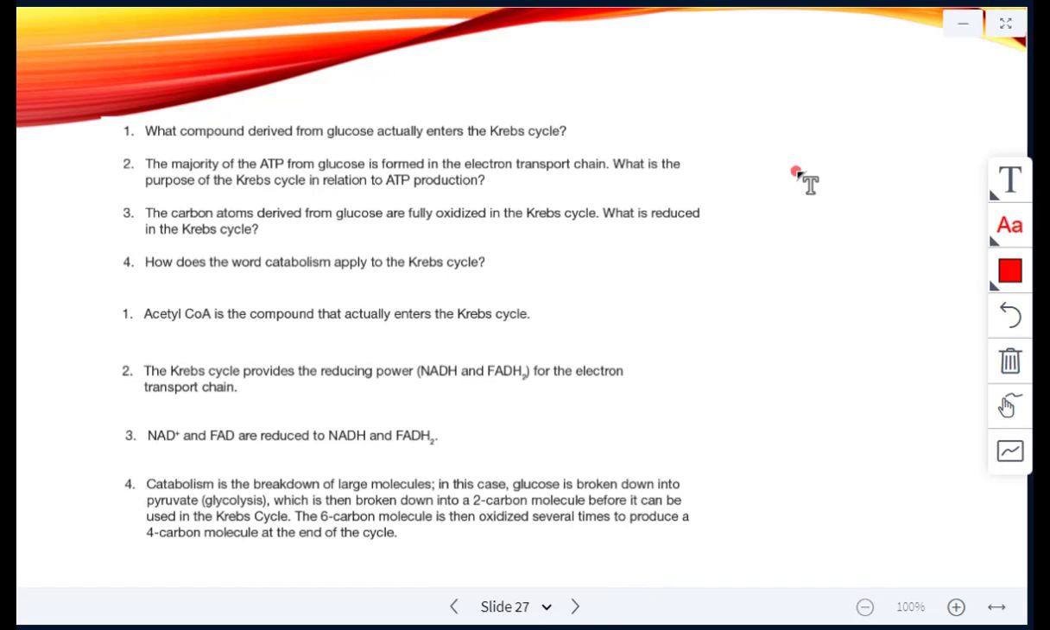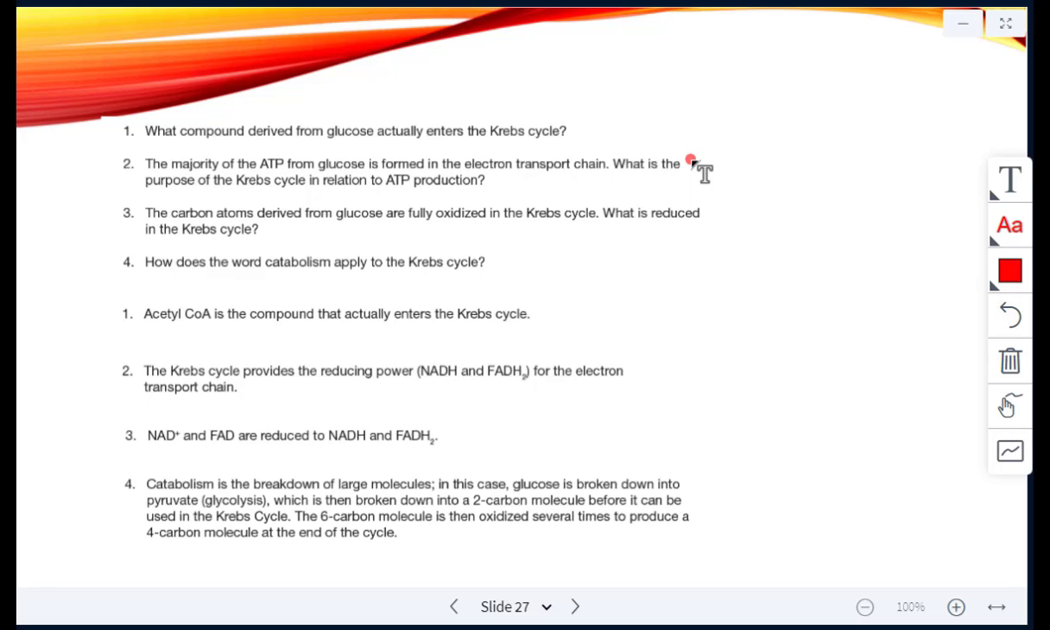All right, just some quick questions here. What compound derived from glucose actually enters the Krebs cycle? That was the acetyl-CoA. That's the compound that is prepared before it enters the Krebs cycle in the mitochondria. The majority of the ATP for glucose is formed in the electron transport chain. That's what we saw. We saw about 32 molecules of ATP.